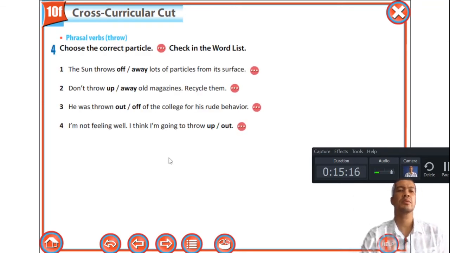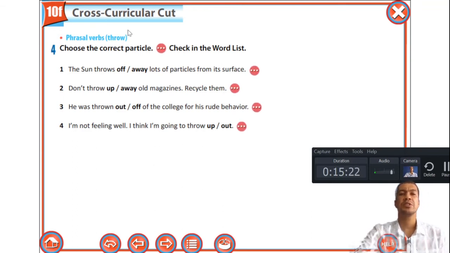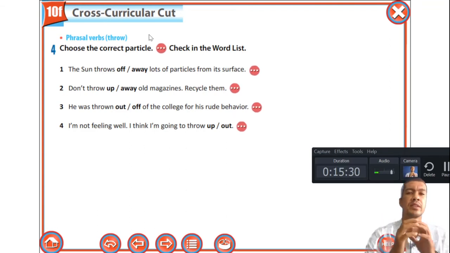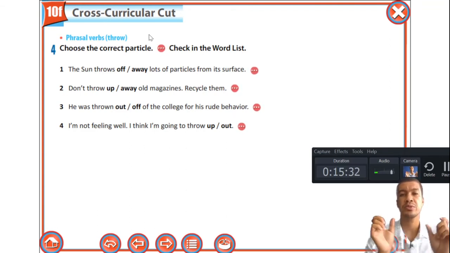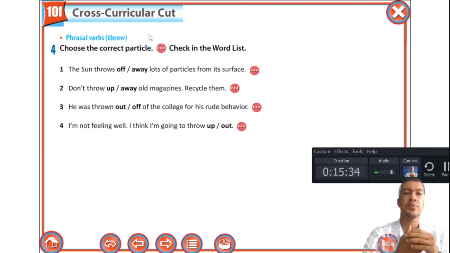Talking about phrasal verbs, we look at the first example in the parentheses, which is throw. So what is a phrasal verb? A phrasal verb is compounded of two words. It's either a verb and a particle that we use together to make up a word, and that is known as a phrasal verb. If you didn't know, choose the correct particle and check in the word list.